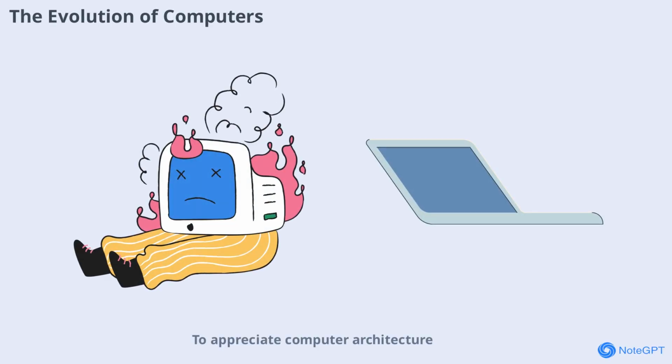To appreciate computer architecture, it helps to look back at how computers have evolved. Early machines were massive room-sized devices with limited power. Over time, advances in hardware and design led to smaller, faster, and more efficient computers. Today, we have everything from powerful desktops to tiny smartphones, all thanks to innovations in architecture. This evolution has shaped the way we interact with technology and has set the stage for the incredible devices we use every day.